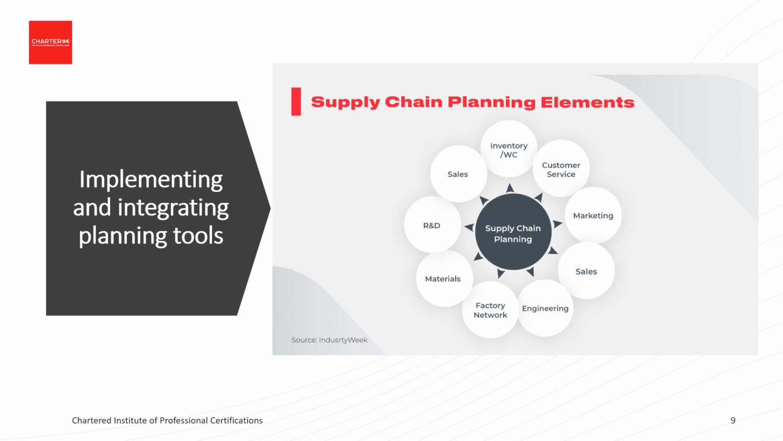Procurement is responsible for sourcing the materials and services needed to produce the company's products. This involves selecting suppliers, negotiating contracts, and managing relationships. In supply chain planning, procurement decisions can impact costs, lead times, and the quality of materials, all of which can affect the overall performance of the supply chain.